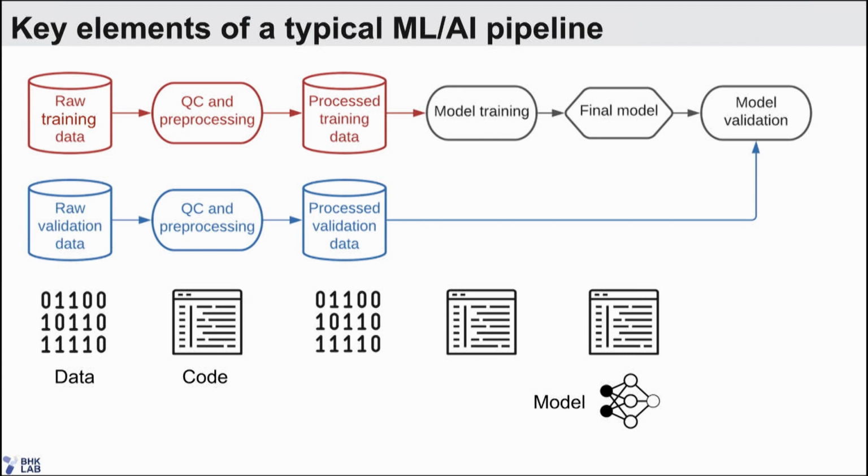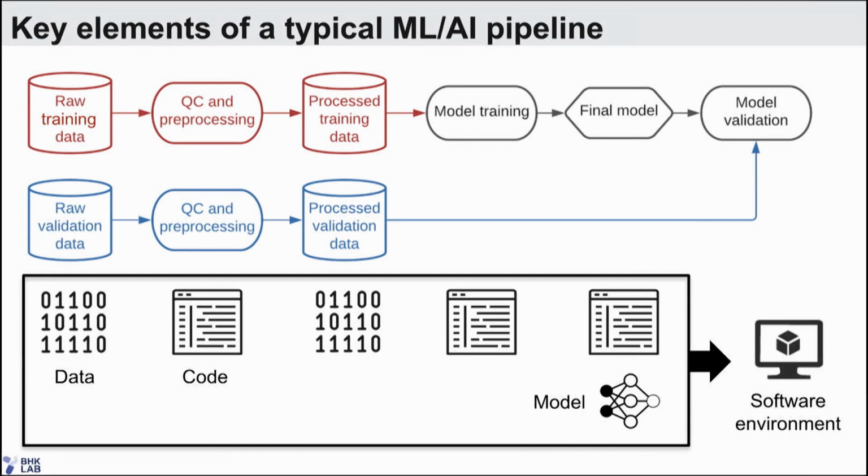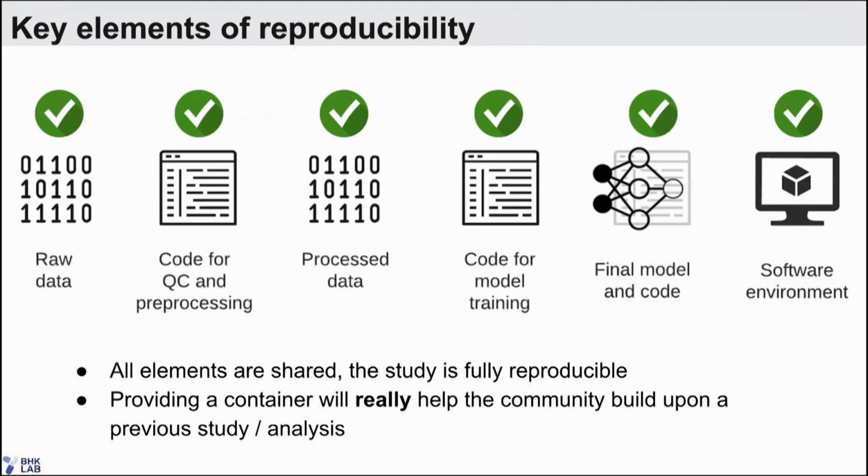And something that's often overlooked in the community is the documentation of the software environment. What kind of operating system, what kind of software libraries have you used to generate all those results? So if you share all those elements, then you really make your study not only fully reproducible, but very easy for others to scrutinize and leverage and reuse in other contexts. When you share the raw data, the code, the processed data, the models and the software environment, it makes it really easy for others to leverage your study and move the field forward.